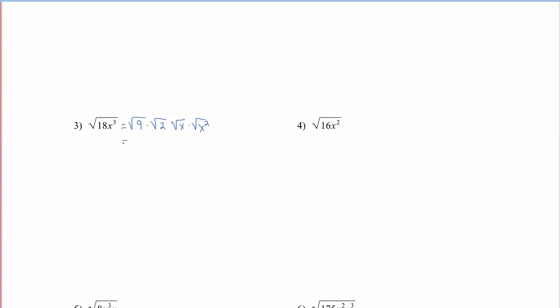So now we have the square root of 9 is 3. The square root of 2 is just the square root of 2. The square root of x is the square root of x. And the square root of x squared, cut the power in half, and you're left with x. Things on the outside of the square root go together. So 3 times x is 3x. And things on the inside of the square root go together. So you're left with the square root of 2x, which is our answer. 3x times the square root of 2x.